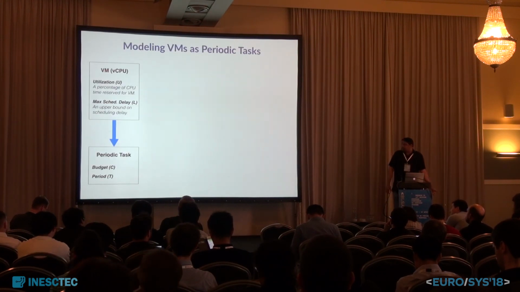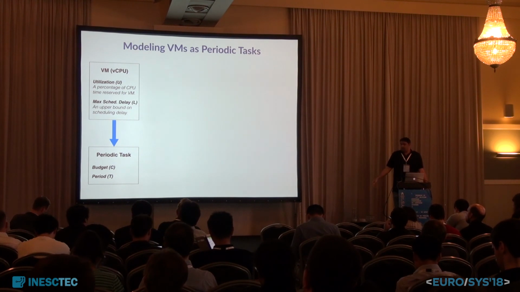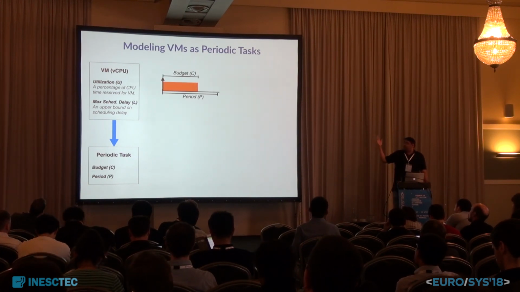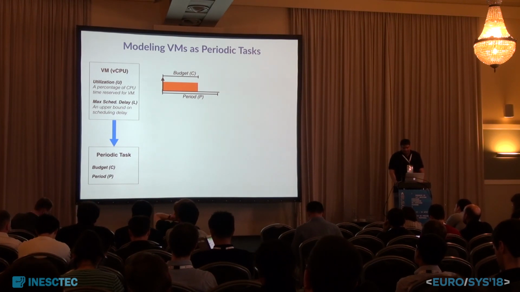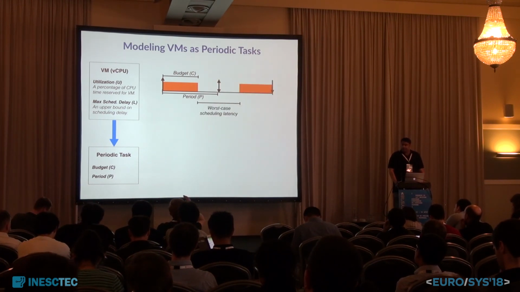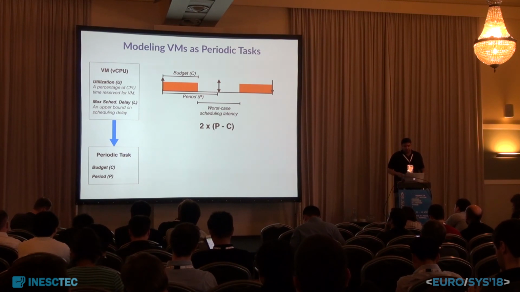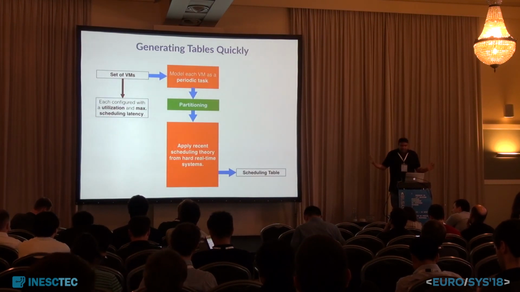Okay, so what we want is to go from a VM that's defined by utilization and scheduling latency to a budget and a period. And this is what a periodic task looks like. You have a period P and you're guaranteed a budget C within that period. Now, if you think about it, the worst case scheduling latency occurs when you get all your budget at the beginning of one period, but only at the end of the next period. And this is just 2 times (P minus C). And once we know this, we can actually bound this using L and pick values for P and C that satisfy that constraint. All right, so again, as I said, I won't go into details on the table generation itself. You can find them in our paper.